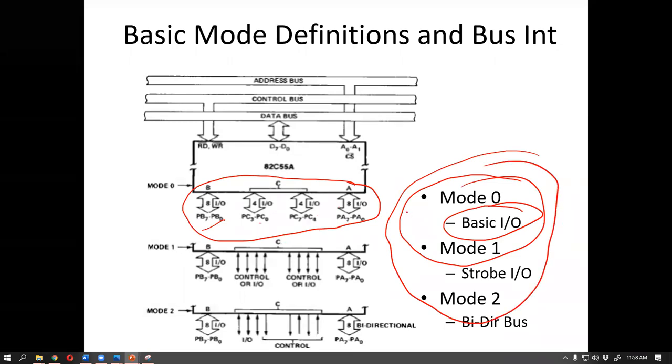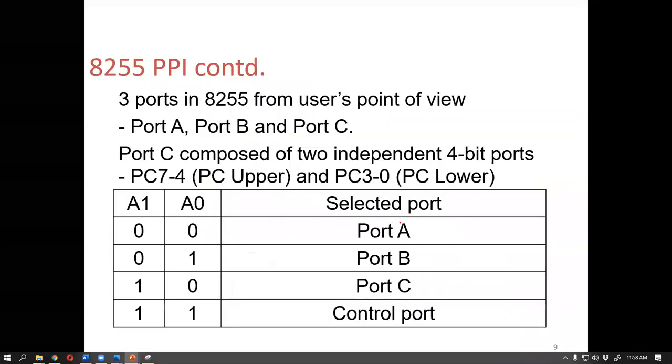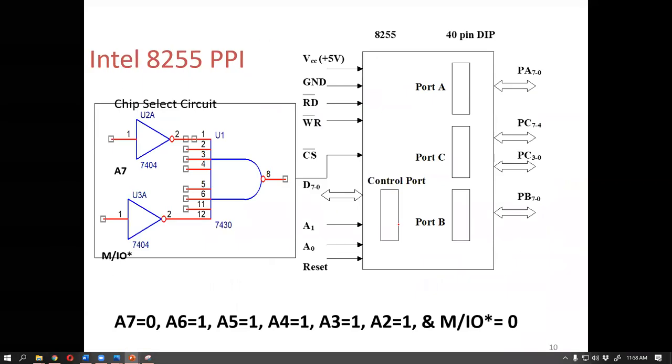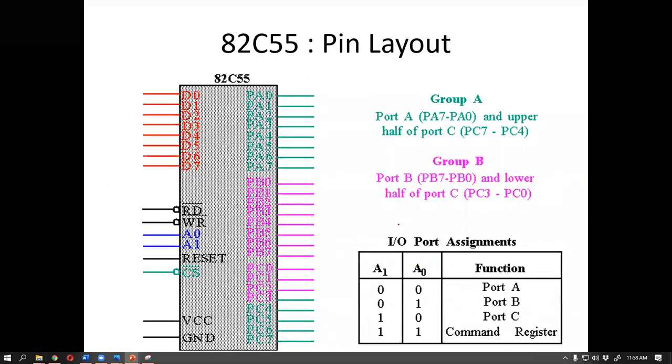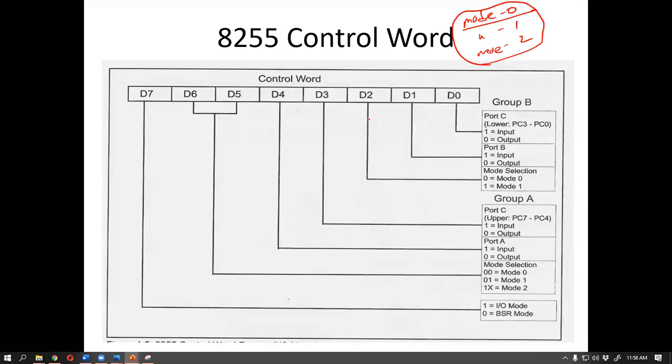So these are controlling this. D2 controls which mode our group B works. If D2 is 0, then group B works mode 0, and if it is 1, then group B works mode 1. Okay, all are clear?